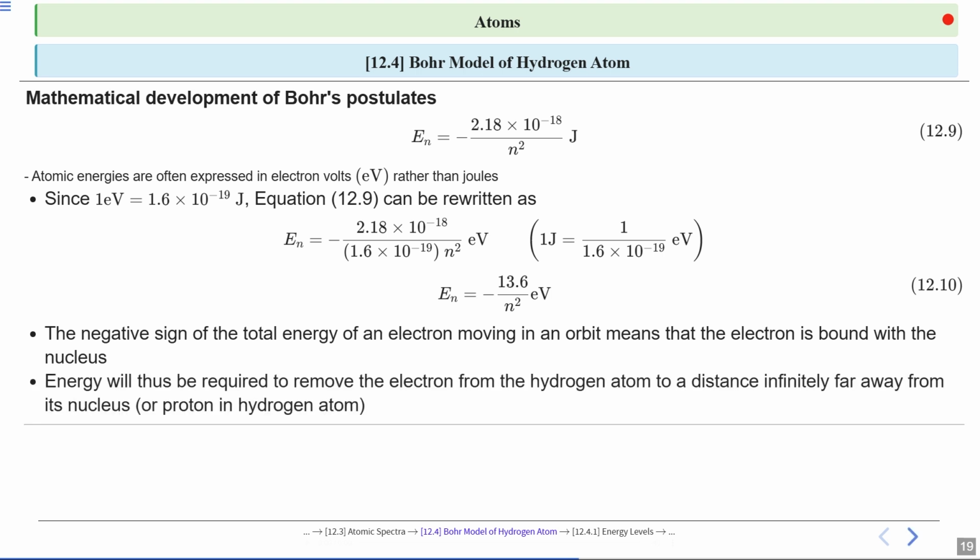So to remove the electron completely from the hydrogen atom, we must provide energy equal to the magnitude of this negative value, moving the electron infinitely far from the nucleus. This process is called ionization, and the energy required is known as ionization energy.